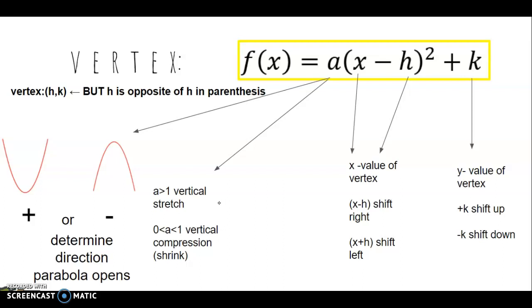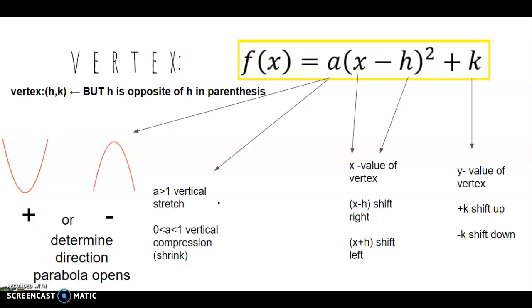So the A tells you positive or negative, okay? Whether it opens up or down. We're not going to pay too much attention to what the actual A value is yet, okay? We can talk more about that when we start seeing different types of pictures, whether my A is bigger than 1 or smaller than 1, okay?